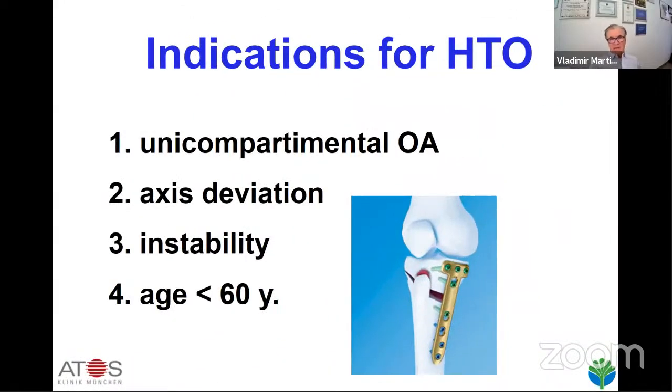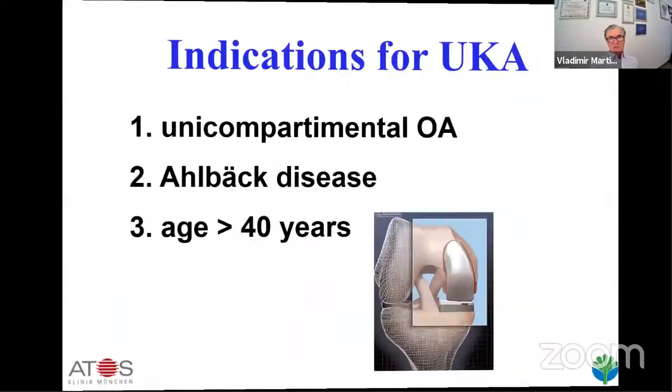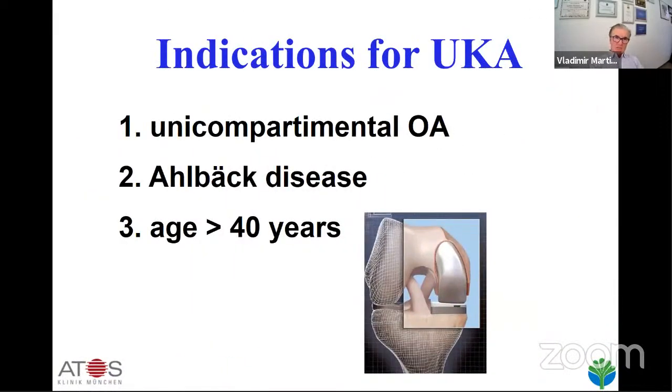Indications for high tibial osteotomy are unicompartmental osteoarthritis with axis deviation. It can also be performed in unstable knee joints and in patients who are a little bit younger. I just say 60 years, but the main indications are unicompartmental osteoarthritis and axis deviation in younger patients. Indications for unicondylar arthroplasty are also unicompartmental osteoarthritis, with Ahlbäck disease, with osteonecrosis, in most cases on the medial side. This is a treatment for patients who are older, and I just say 40, because this number has also changed during the past years.